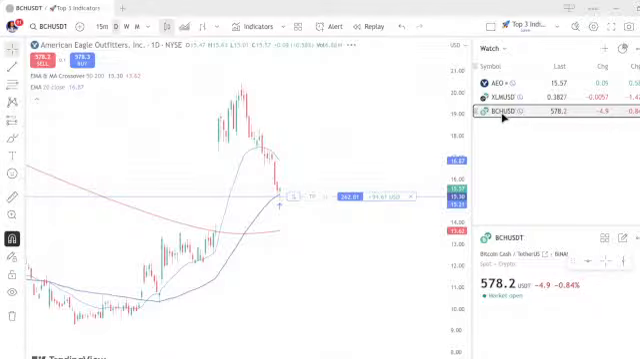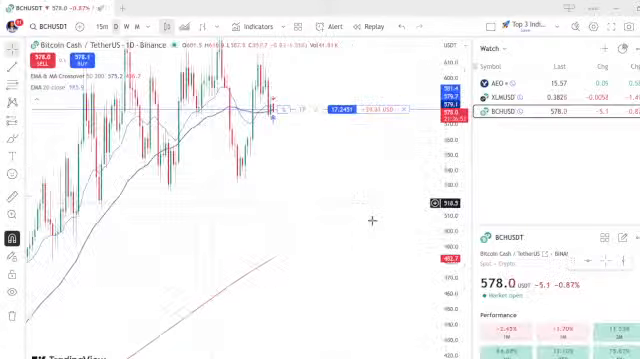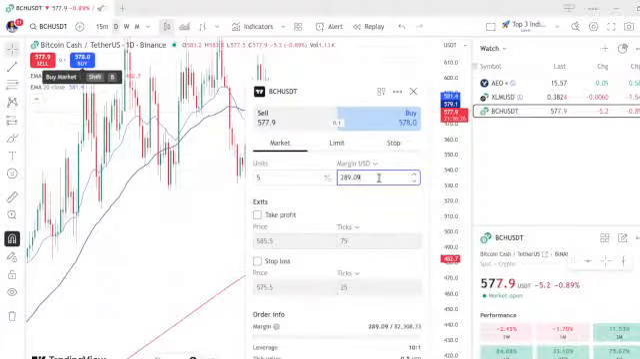You want a strong pullback. In fact, I don't know if I can close this one. Let me close this one and then re-enter right below the 50-day moving average, because what you want is a very, very strong pullback, and that's what I am looking for right now. Let's see what you have. Okay.